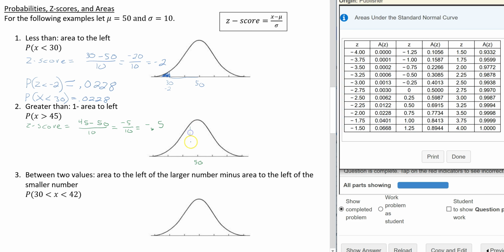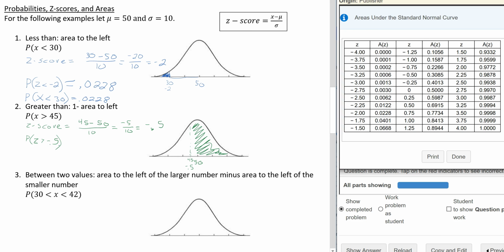So I'm going to draw a vertical bar here between where the mean is at and where 1 standard deviation is at. Okay, this problem had said, what's the probability of being greater than 45? So we're looking for the area to the right. This 45 as a data value had a z-score of negative 0.5. So I'm going to find the probability of having a z-score that is greater than negative 0.5.